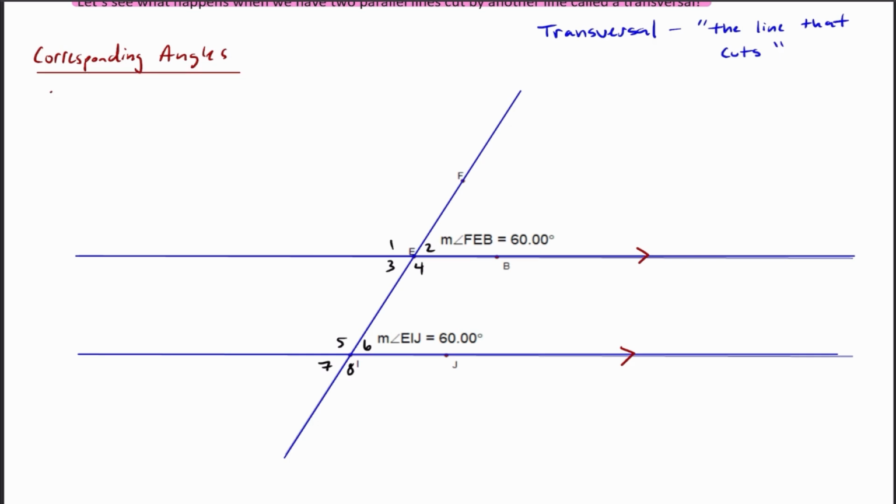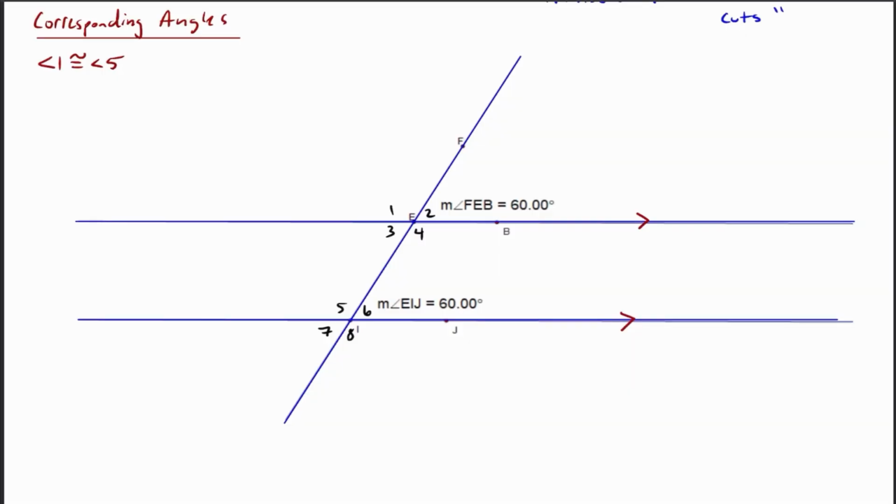We know that angles 1 and 5 are corresponding, therefore congruent. We can also say the same thing for angles 2 and 6. Angles 2 and 6 are on the same side of the transversal, and they are located on the top right of their regions. So angle 2 is congruent to angle 6 by corresponding angles.